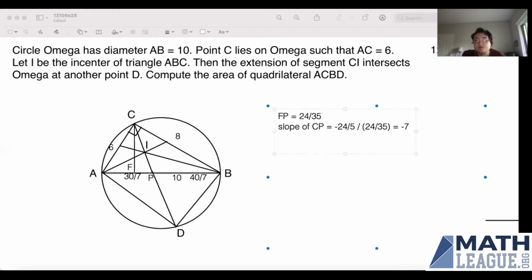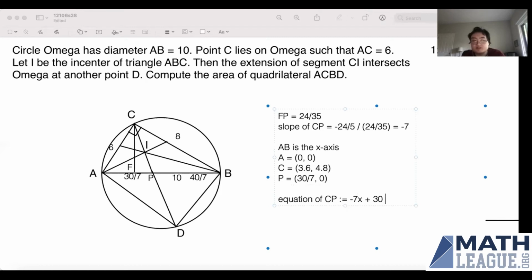We're going to say that AB coincides with the x-axis in the plane, so the y-coordinates are both 0. And we'll let A be the origin, so its coordinates are 0, 0, and C should be the point 3.6, comma 4.8. Now we can determine the equation of CI, because we also know that P should be 30 over 7, comma 0. And from this, we get that the equation of line CP is y equals minus 7x plus 30.